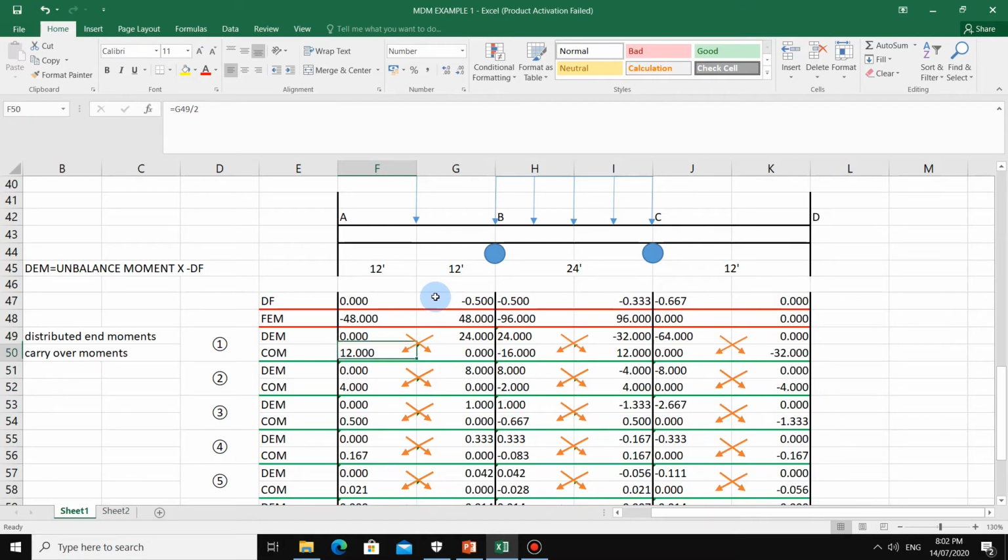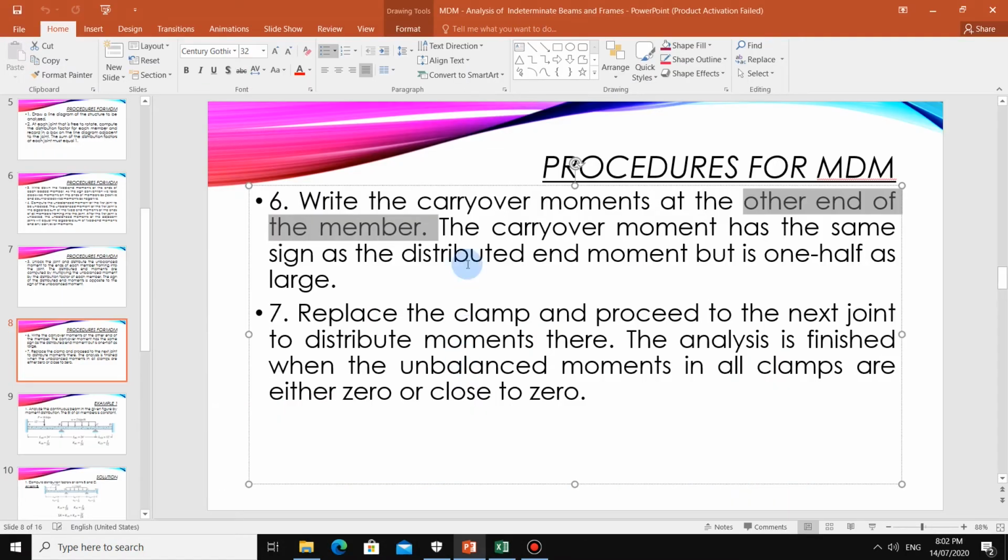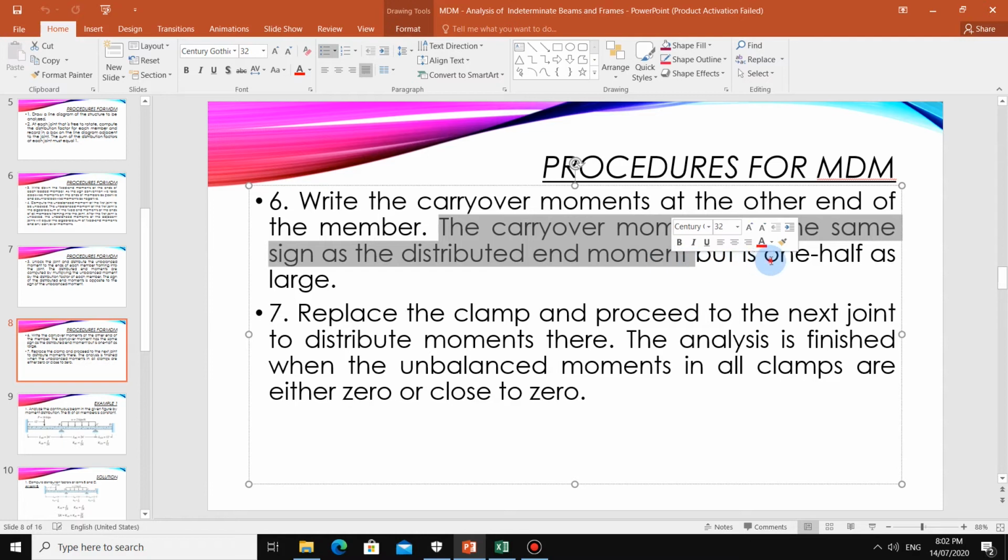Okay? Sa second example, the same man guys, naka ning DEM ni B, pasa nimo na dito kay A. The same with kay B dali sa BC, pasa nimo na dito kay CB. Okay? Pero pagpasa nimo, the carry over moment has the same sign as the distributed end moment, but is 1/2 as large.